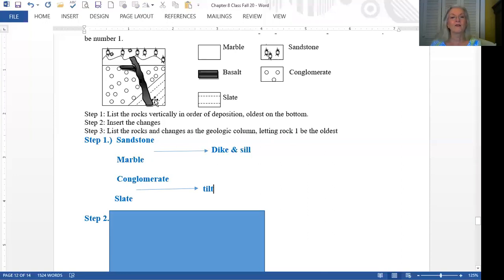All right, so we have the dike and the sill. We have the tilt. We've got one more thing, and that's this wavy line right here between the sandstone and the marble. The wavy line is an unconformity, and it comes between the sandstone and the marble. But I've already got a line there. That's where my dike and sill is. I have to decide, does my unconformity come above the dike and sill to make it younger or below the dike and sill to make it older?